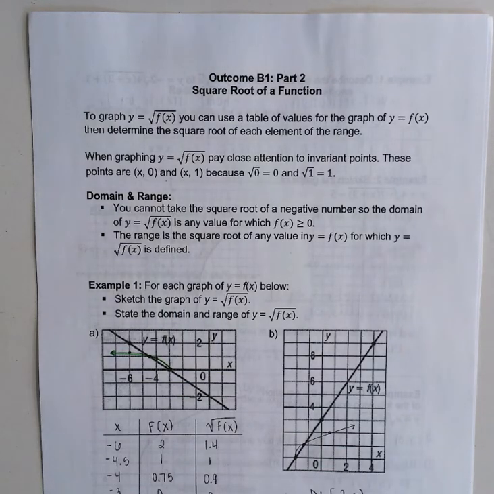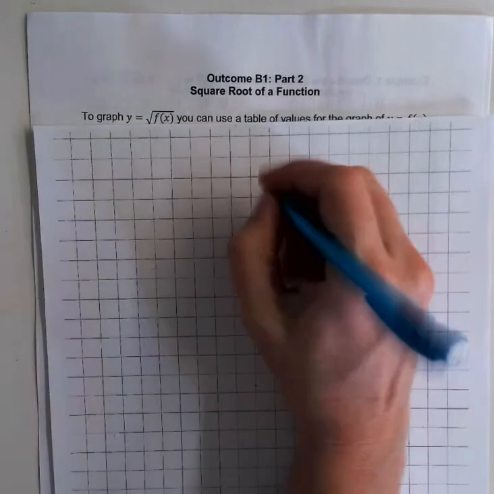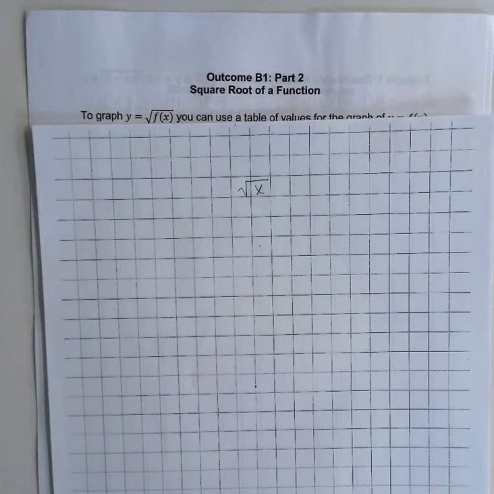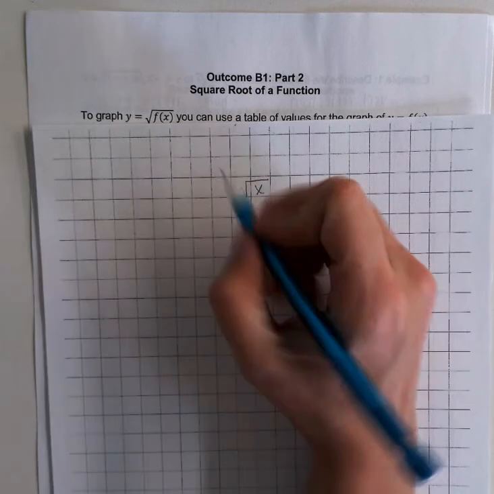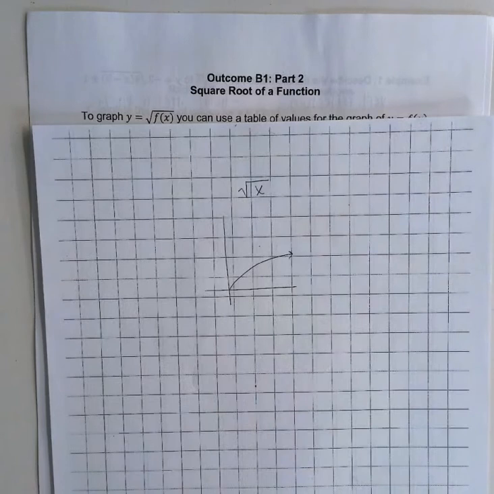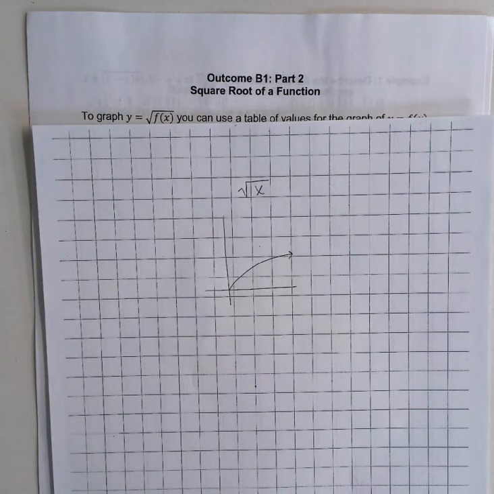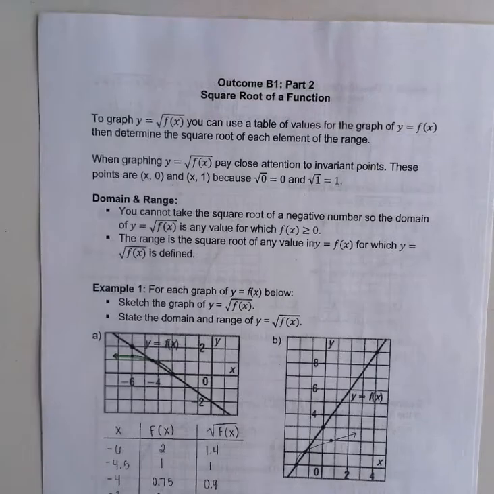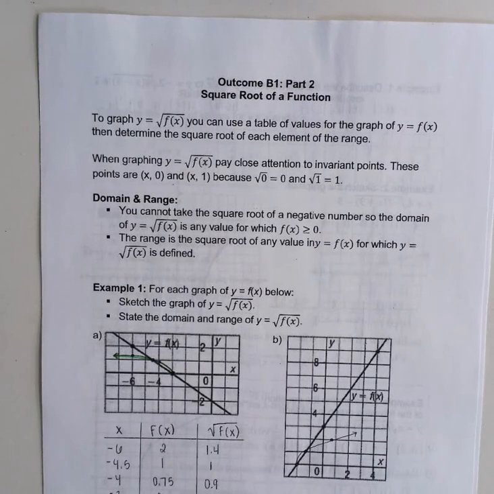In this video, we are going to look at outcome B1, part 2, which is how to take the square root of a function. The biggest distinguishing point between this lesson and the last lesson is that in the last lesson, we were looking at how to do transformations on the graph of the square root of x, or radical graphs. We were taking that graph, which remember looks like this, and transforming it. The difference in this lesson is that now we're talking about using square roots as a transformation themselves.